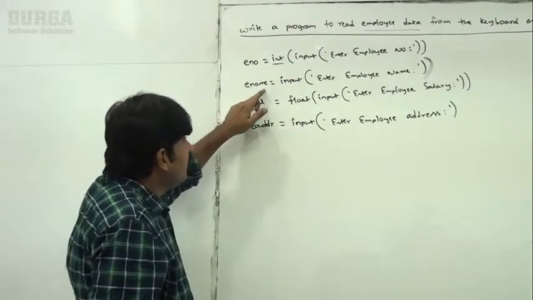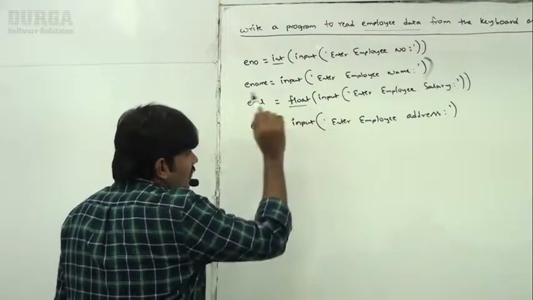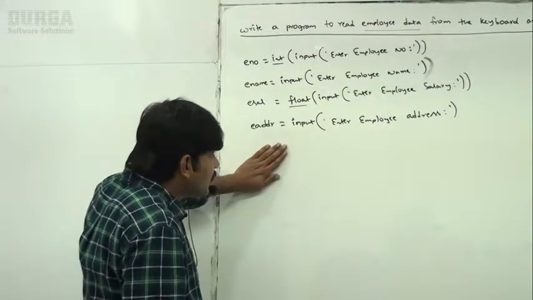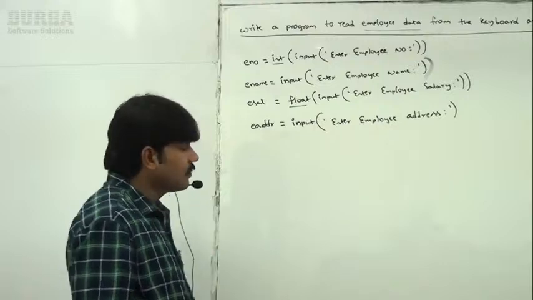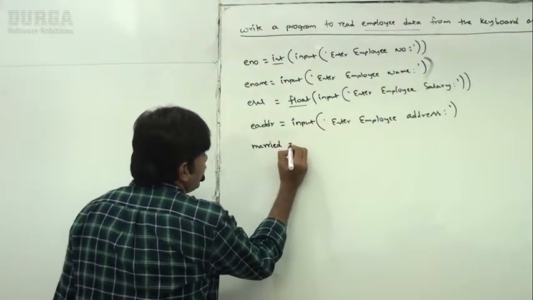But employee name is a string type, no typecasting. But employee salary, again float type, typecasting is required. Employee address, typecasting is not required because it is a string type. Now, is employee married or not?